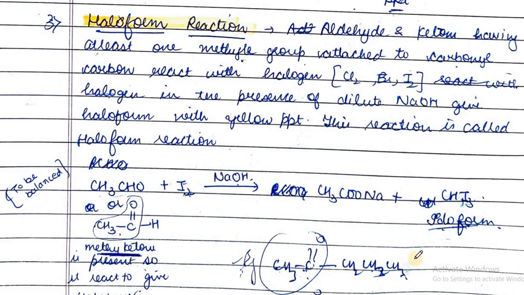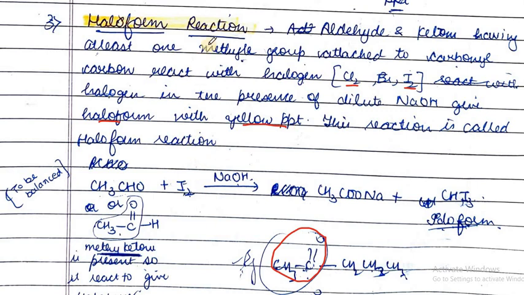In this, aldehydes or ketones which have methyl ketone groups, that is this group, give this test, the haloform test, in which the halogen, that is chlorine or iodine, is treated in the presence of dilute NaOH to give haloform, and this has yellow color in case of iodine, and in case of chlorine it has pale yellow color.